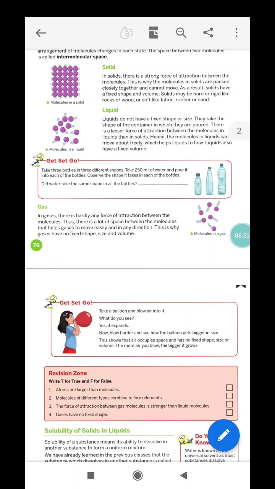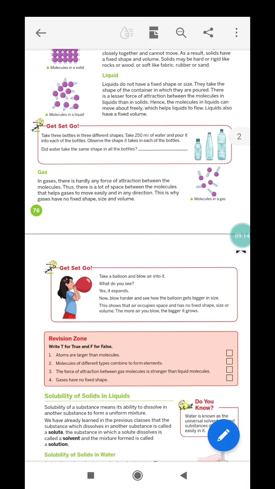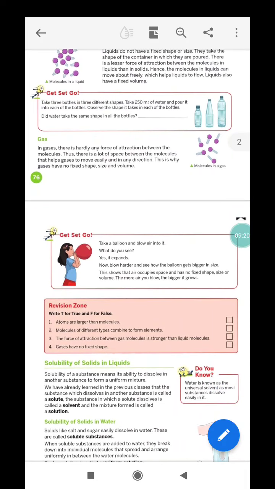This shows that air occupies space. That means in this way we can find that air occupies space. That means air is a matter. As we know, the definition of matter is anything that has mass and occupies space. So if we weigh this balloon, we will get its mass. That means air is definitely a matter.